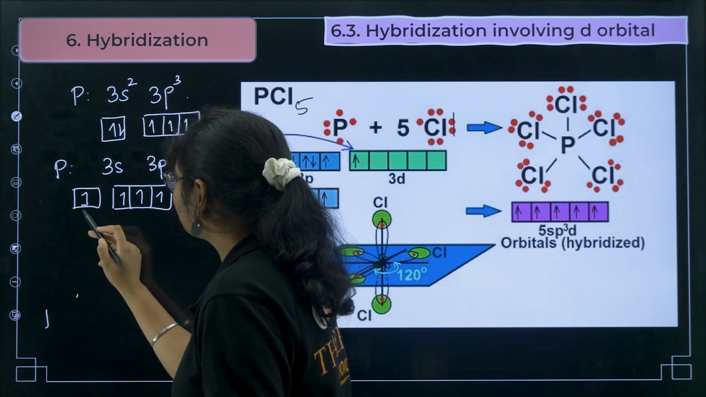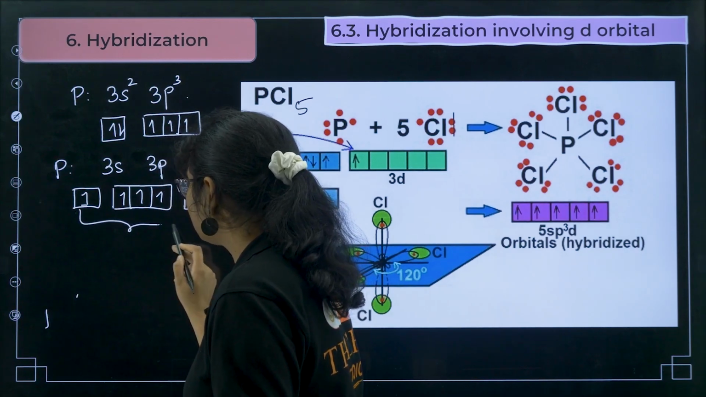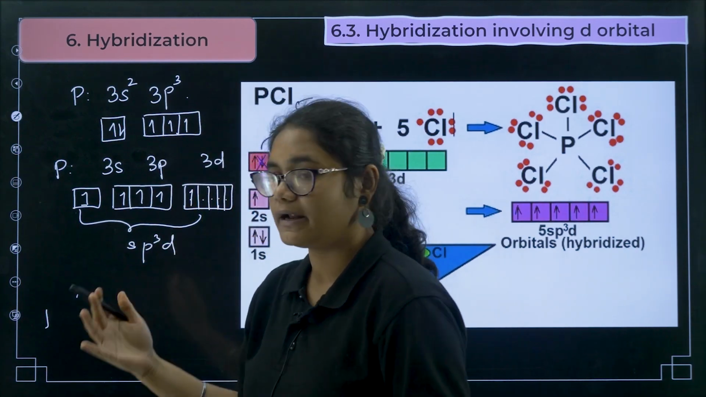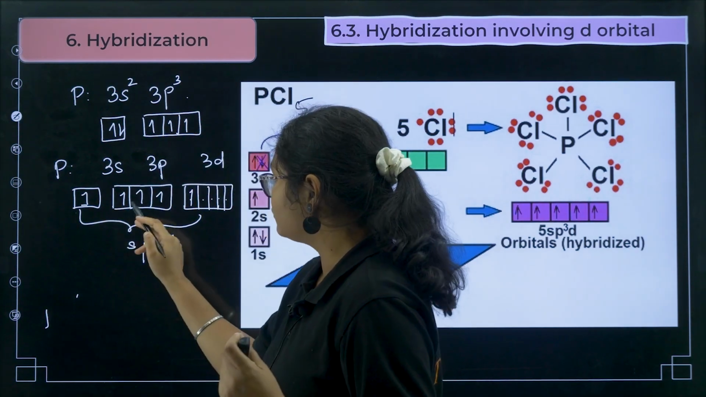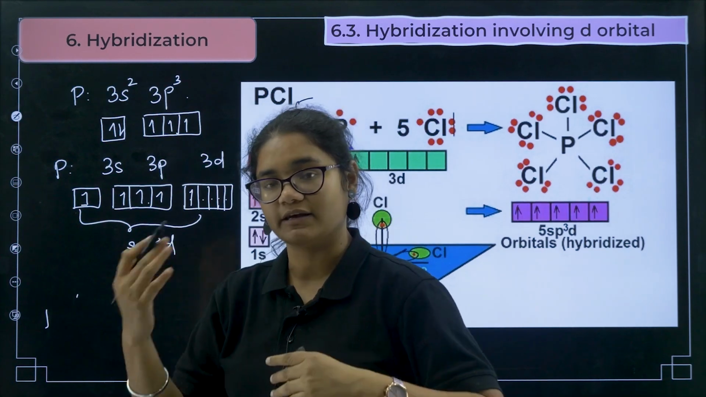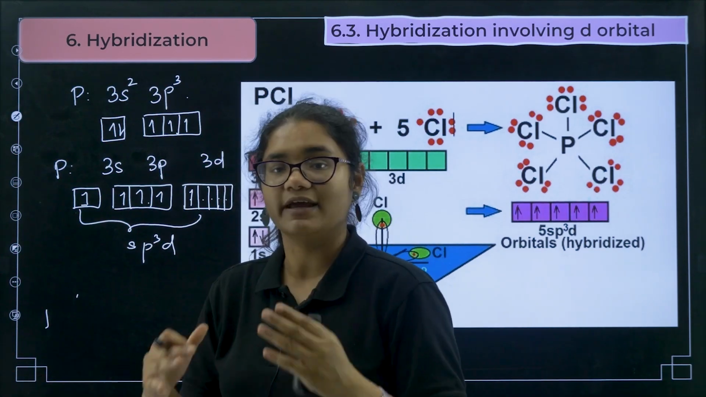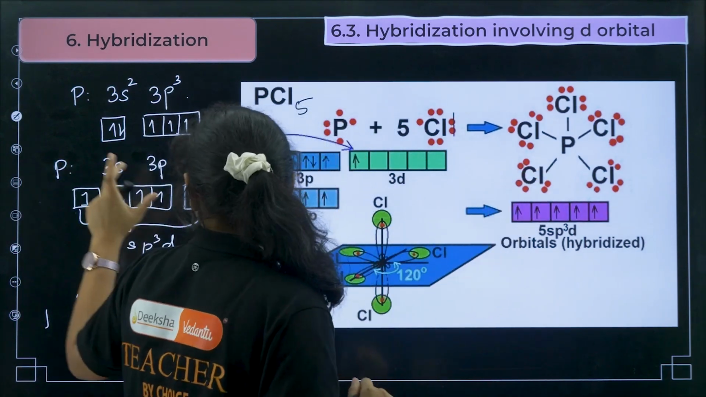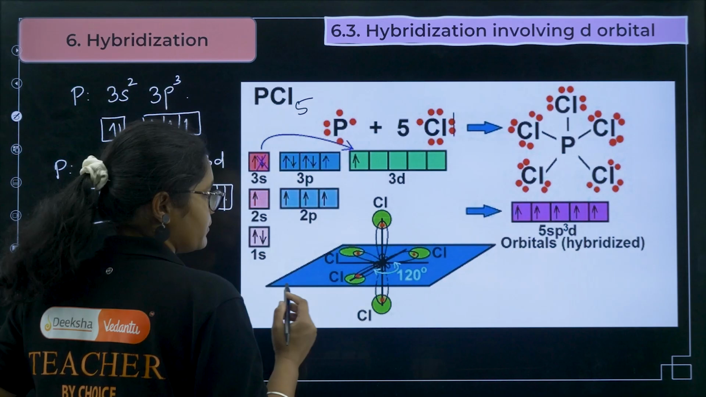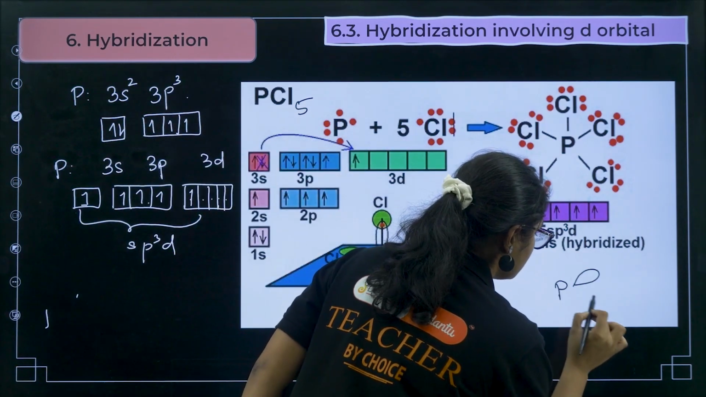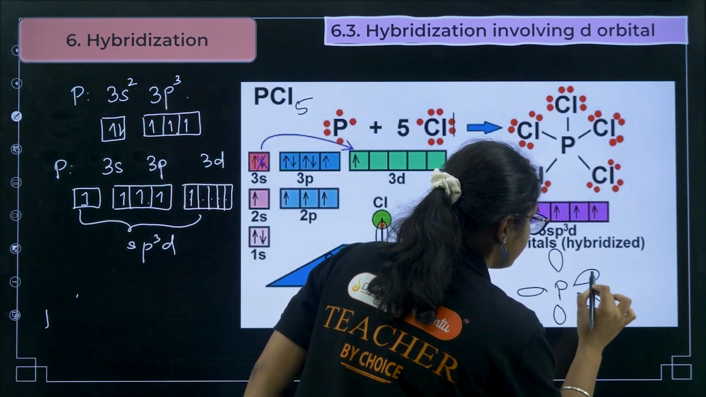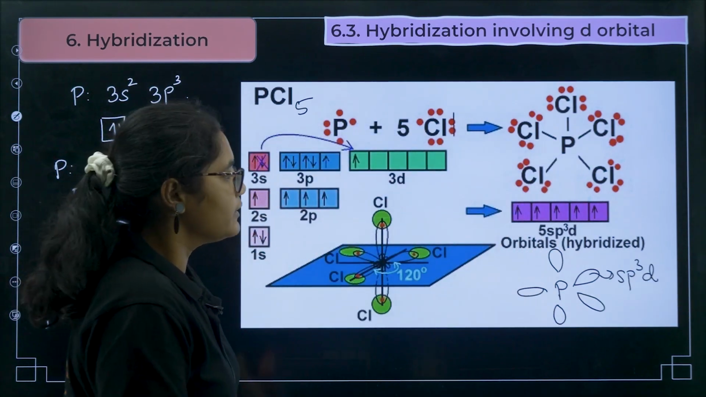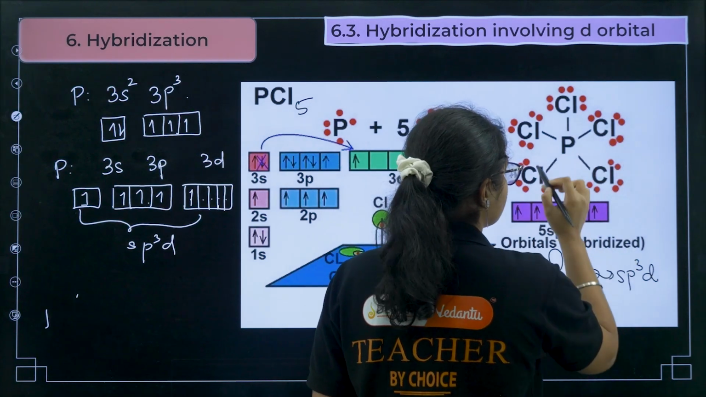Now what will happen? The s, 3 p and d orbitals will all combine. So how many hybrid orbitals will I get? 1, 2, 3, 4, 5. 5 orbitals have combined, so I will get 5 sp3d hybrid orbitals. So now this phosphorus is having 5 sp3d orbitals. I can draw it like this: 1, 2, 3, 4 and 5. These are all sp3d orbitals. Now each of these sp3d orbitals forms a bond with chlorine.